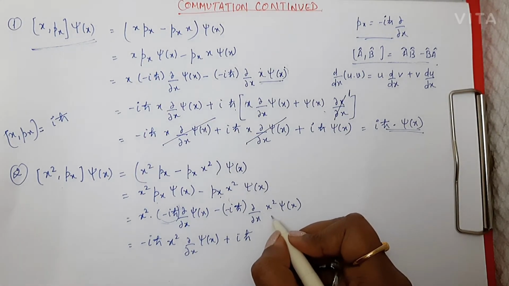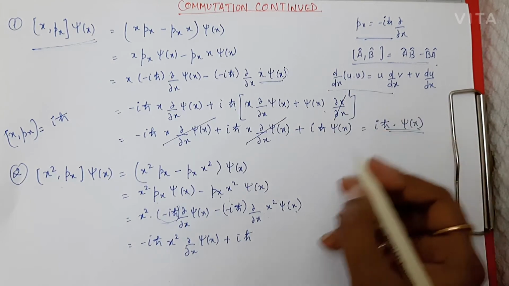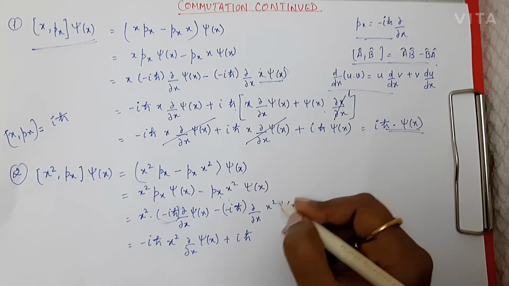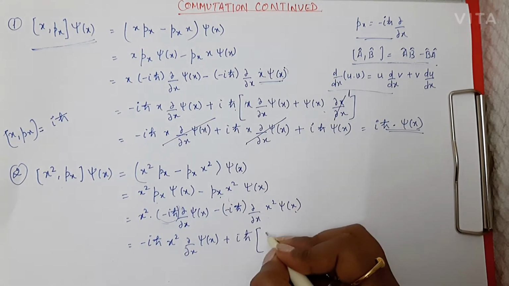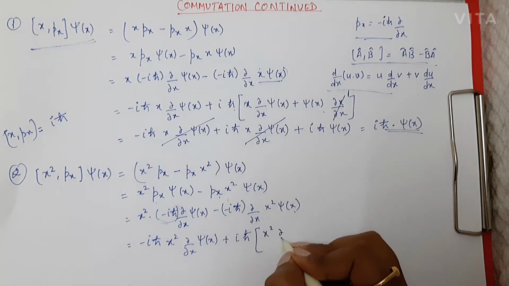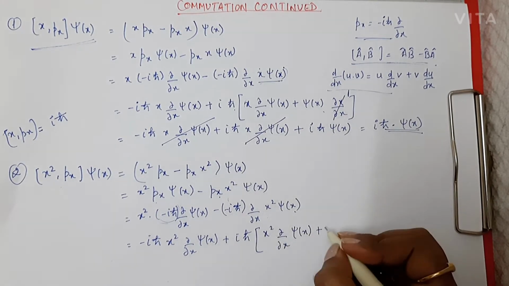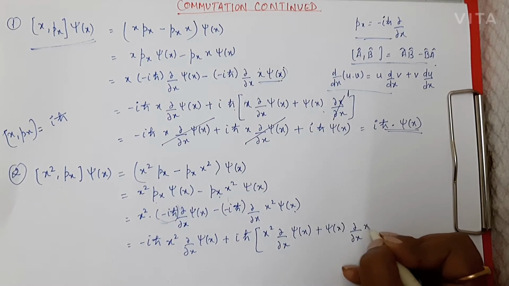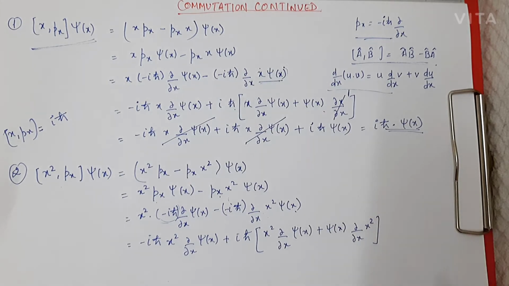Here again we have two functions, so we will be using this formula. Instead of u we will be having x square, and instead of v we will be having psi x. So what that formula says: first function as it is, differentiation of second, plus second function as it is, differentiation of first.